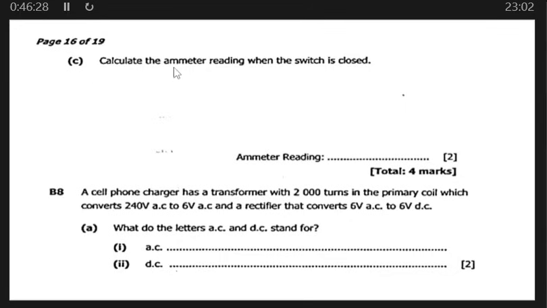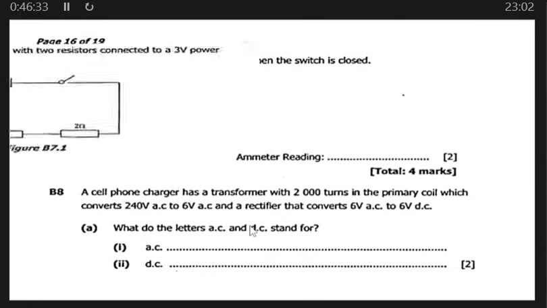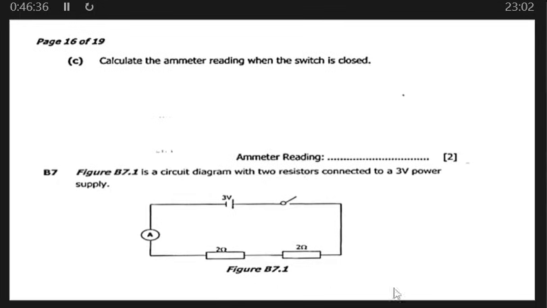C says calculate the ammeter reading when the switch is closed. So let's bring back our question. They need us to calculate the ammeter reading when this switch is closed. What will happen when the switch is closed? Current will flow. So what will the ammeter read? We calculate current using the formula which connects voltage, resistance, and current: voltage is equal to current times resistance. We know voltage is 3, so we'll make I the subject of the formula.